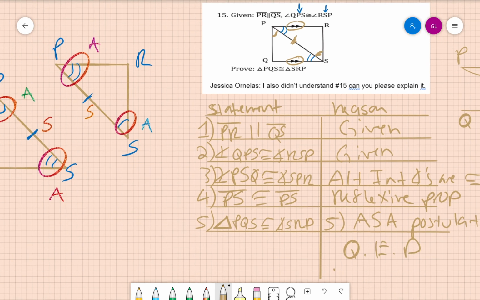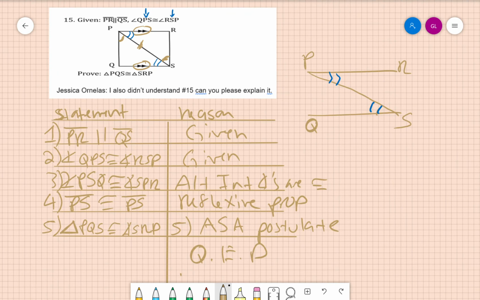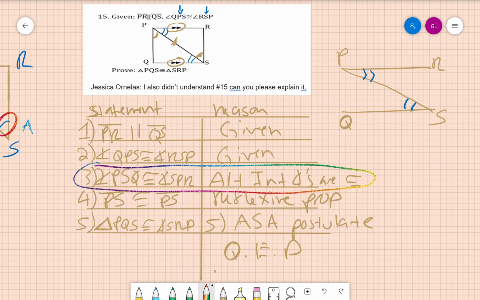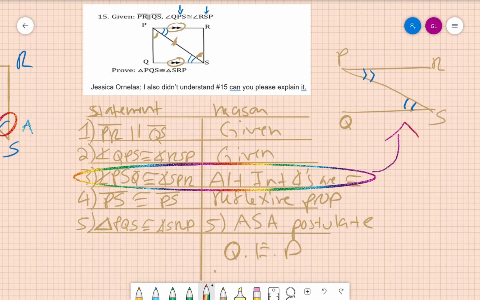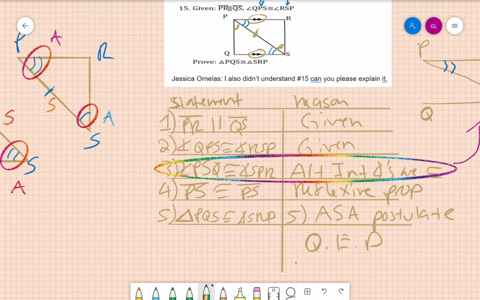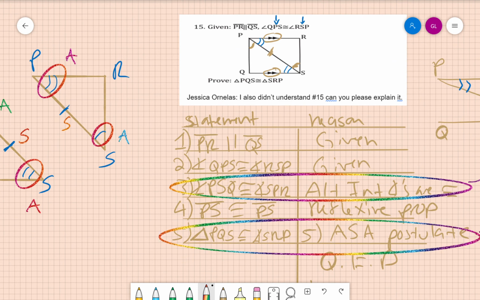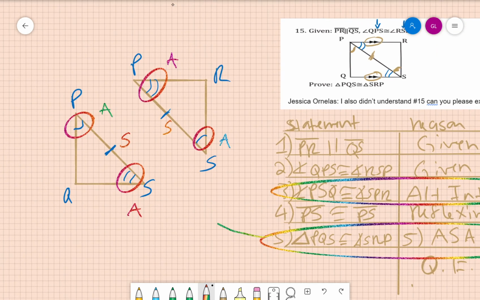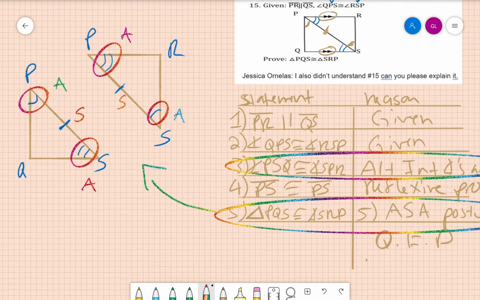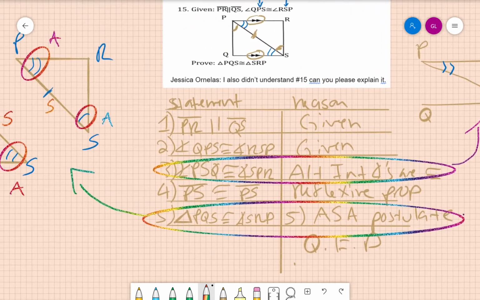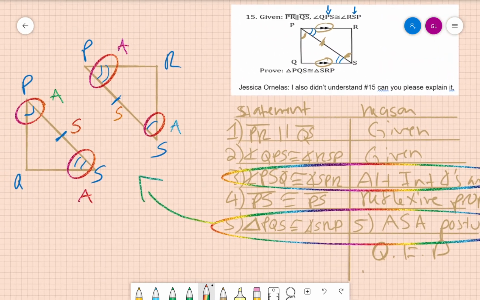All right. This was problem 15. I tried to make this as detailed as possible. Here I was trying to demonstrate where the alternate interior angles came from over here, and then down here I really wanted to illustrate exactly where the ASA postulate came from. So I hope that this was a little clear. So Jessica, or anyone else, please email me and let me know if this isn't making a lot of sense. And then I can definitely go back and give you a little more clarity.